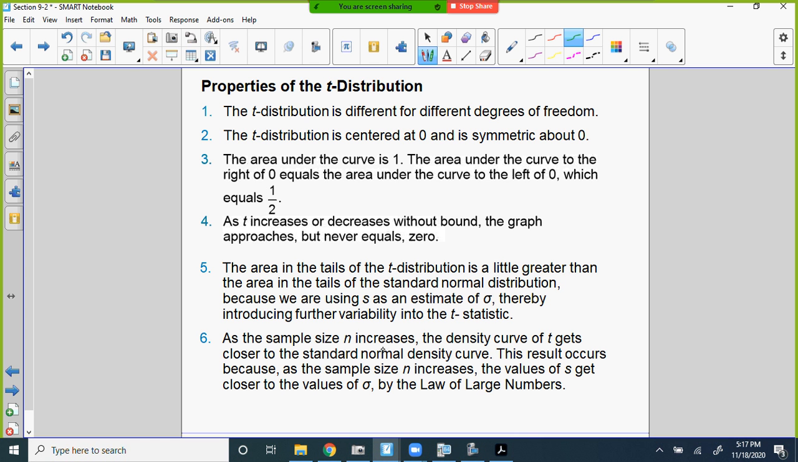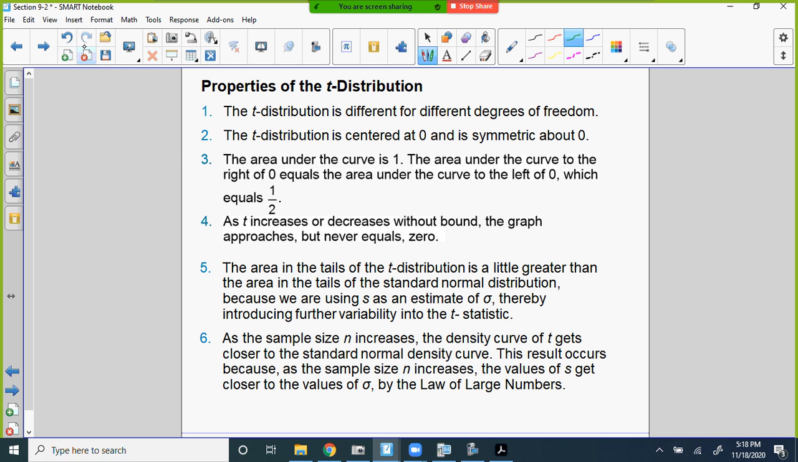As the sample size n increases, the density curve of t gets closer to the standard normal. So if n increases, the curve gets closer, right? This results because as the sample size n increases, the value of s gets closer to the population standard deviation. So you start to get less variability as you get closer to your population as n increases, right? We have seen that, we've talked about that many times, but it just keeps popping up, just things to be mindful of as we're going through adding new things. Okay, any questions about that?